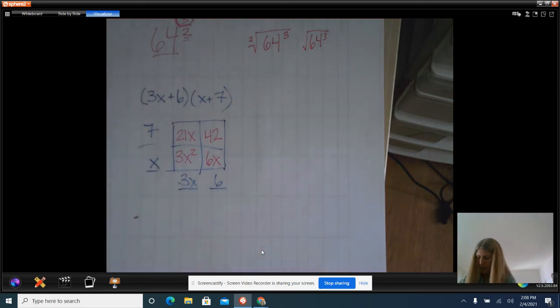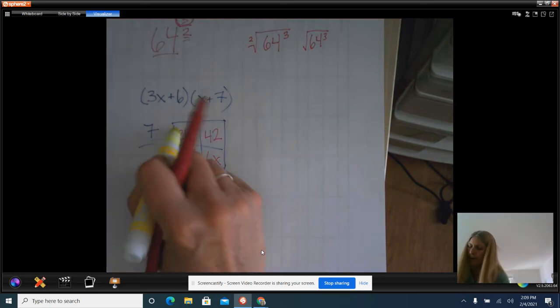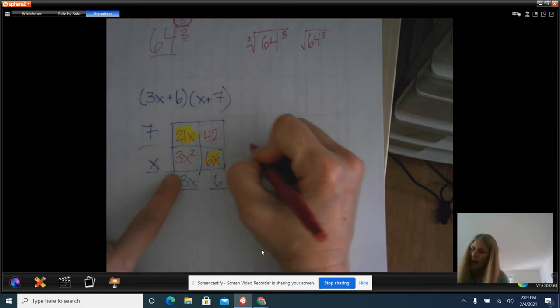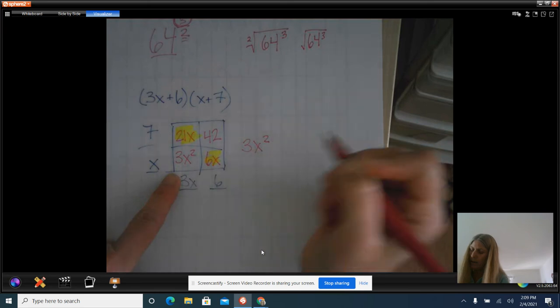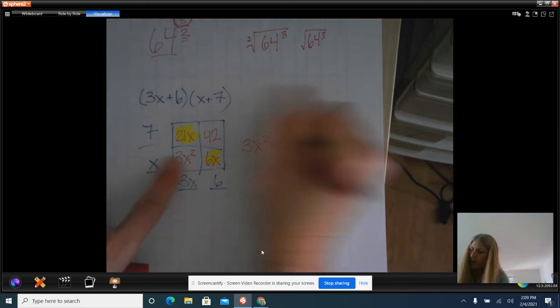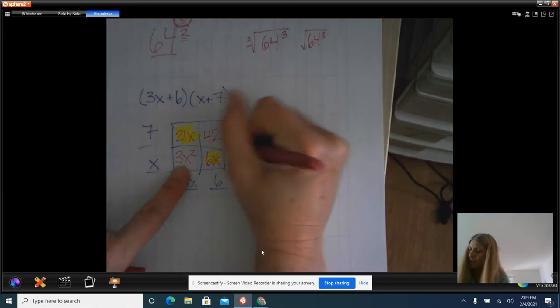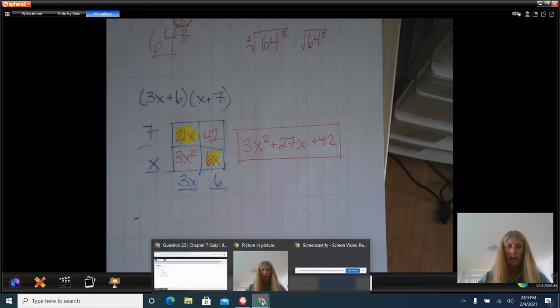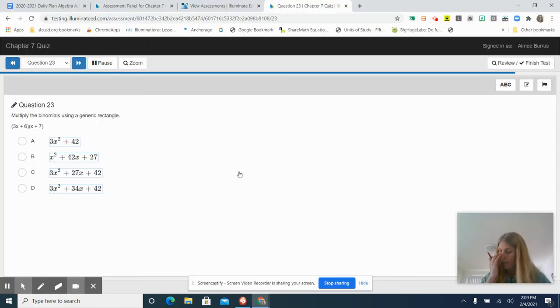Now we're going to write our answer combining like terms. Our plain x's are the only two that are the same. So we start with our highest power, 3x squared. 21x plus 6x is positive 27x, and that is a positive 42. Okay, and so we would head over to our test and find which one that is, and here it is with the 27 in the middle.